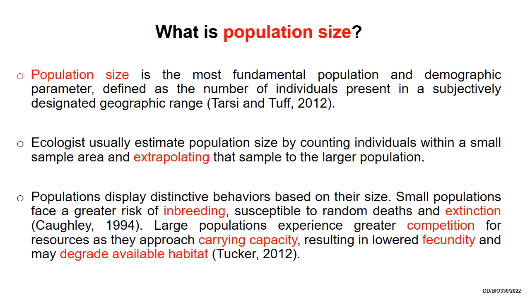Meanwhile, large populations may experience greater competition for resources such as food, especially when they approach carrying capacity. Large populations also may result in lowered fecundity. What is fecundity? Fecundity is the ability to produce offspring, and this ability may decrease or be lowered when the size of the population increases or becomes bigger. And the last one, large populations also may degrade available habitat. For example, when the human population increases, we need to explore new areas for housing, for townships, for agriculture, for industrial areas, so it may degrade available habitat, not only for humans, but also for other species.